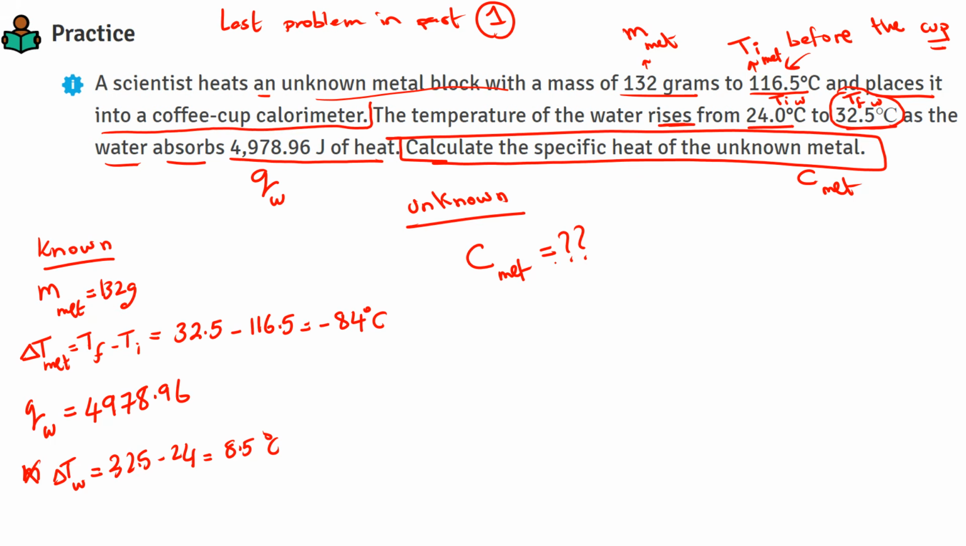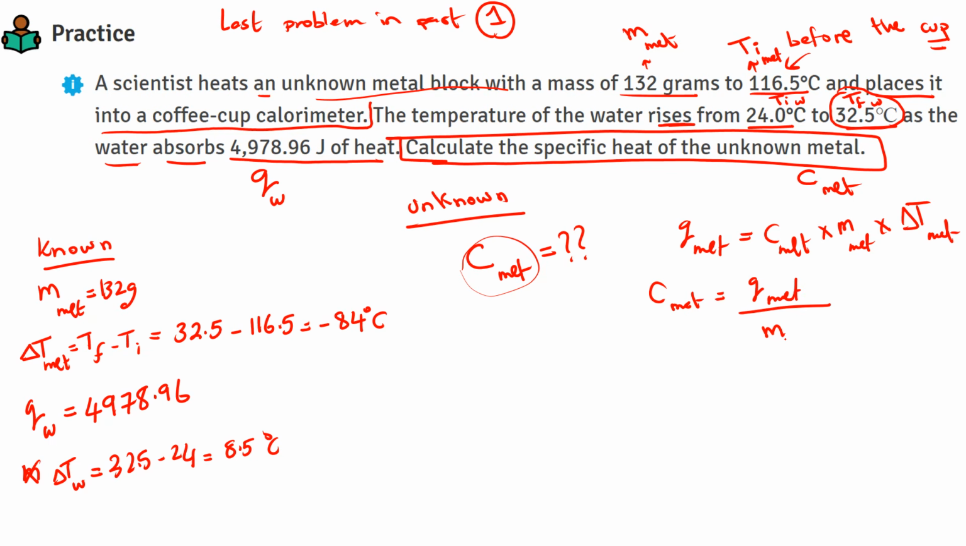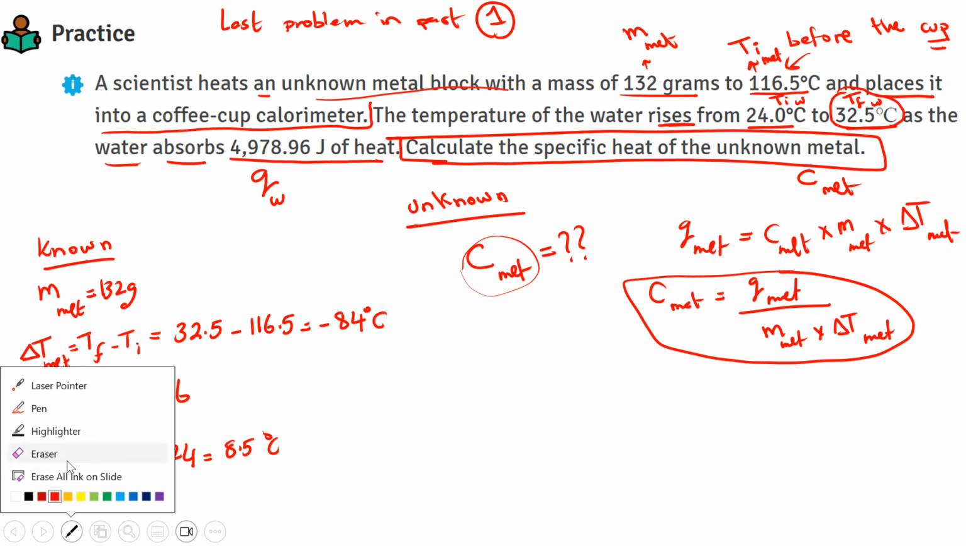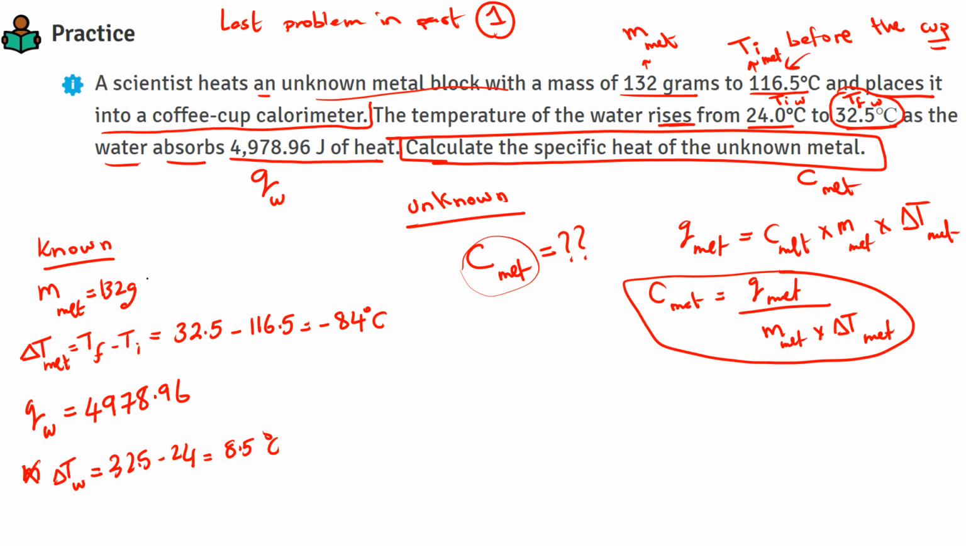Very important thing that you should do: you should write the equation to find the specific heat of the metal. We know that Q metal equals C metal times the mass of the metal times delta T of the metal. So C of the metal is going to be equal to Q metal divided by the mass of the metal times delta T of the metal. So this is the equation. From the known things, we have the mass of the metal and the delta T of the metal. What we are missing is the Q of the metal.